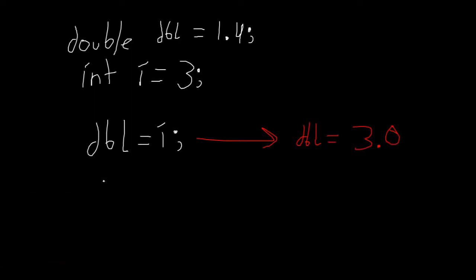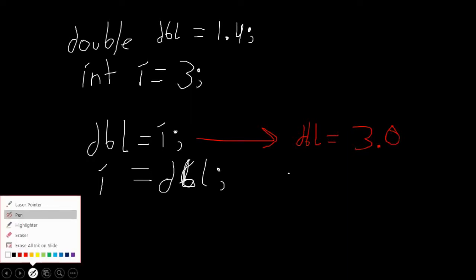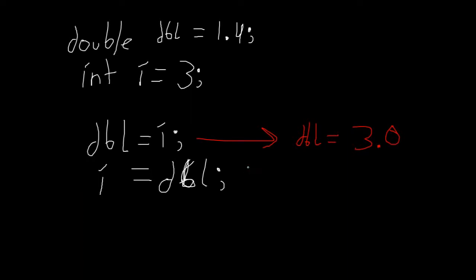Now let's go the other way, and that way is going to actually be a lot harder. Let's say I did this, I equals DBL. Now this is the part that we're going to have some trouble with. That right there will actually produce an error. Put that in green.